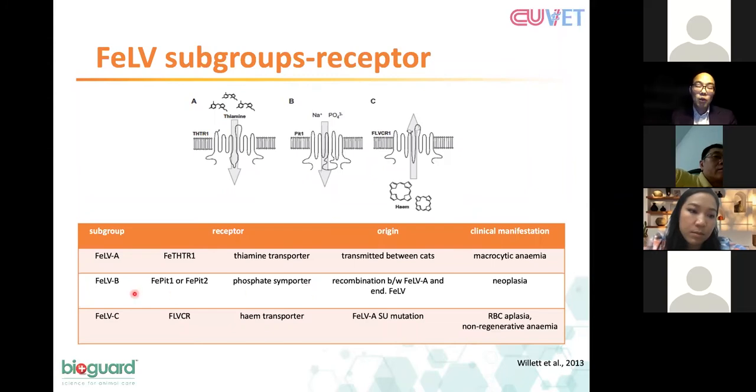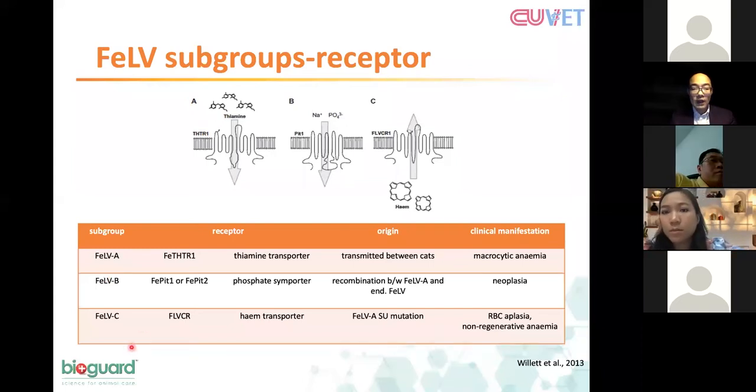Somehow, FeLV-B has always been believed to be associated with neoplasia, but some tumor DNA analysis studies show that the FeLV genome in the tumor is composed of both FeLV-A and FeLV-B. Therefore, there is some belief that the association between neoplasia and FeLV-B actually reflects the later stage of FeLV infection, in which the recombination has already occurred inside the cats.